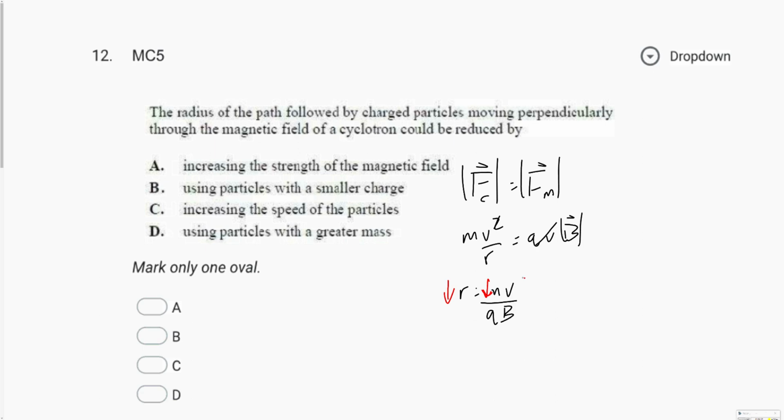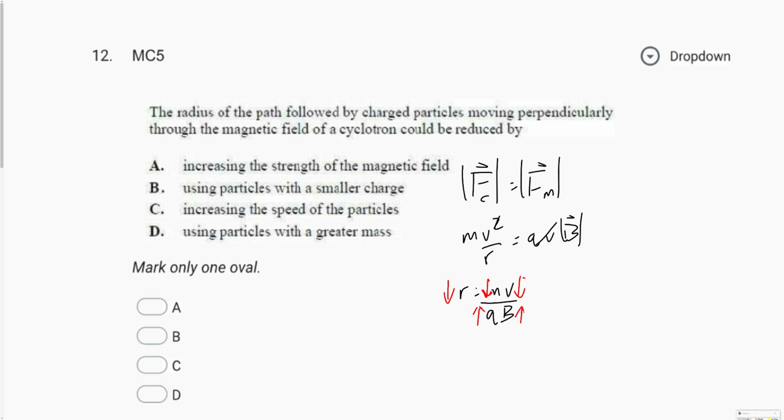If I make V bigger, does R go down? Nope. I got to make V smaller, right? What about Q? If I make Q bigger, does R go down? Yeah, it's a denominator, right? And if I make B bigger, R goes down. So anything on the top is a direct relationship with R. Anything on the bottom is an inverse relationship with R.